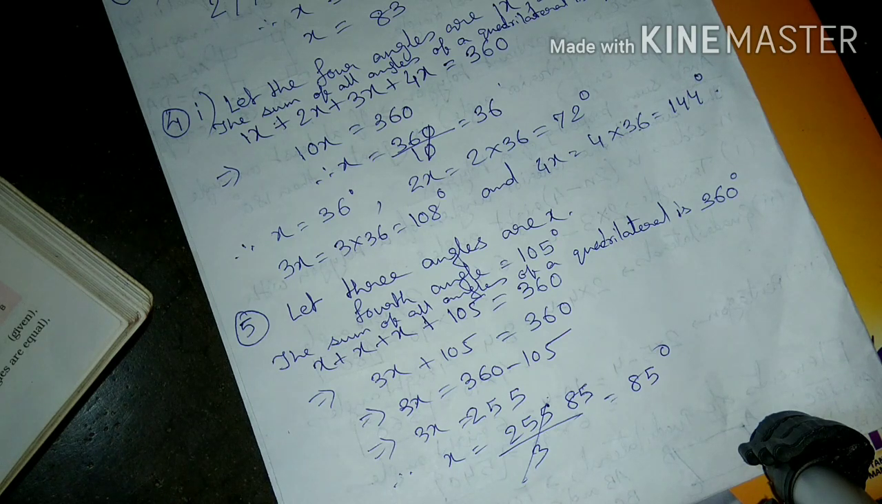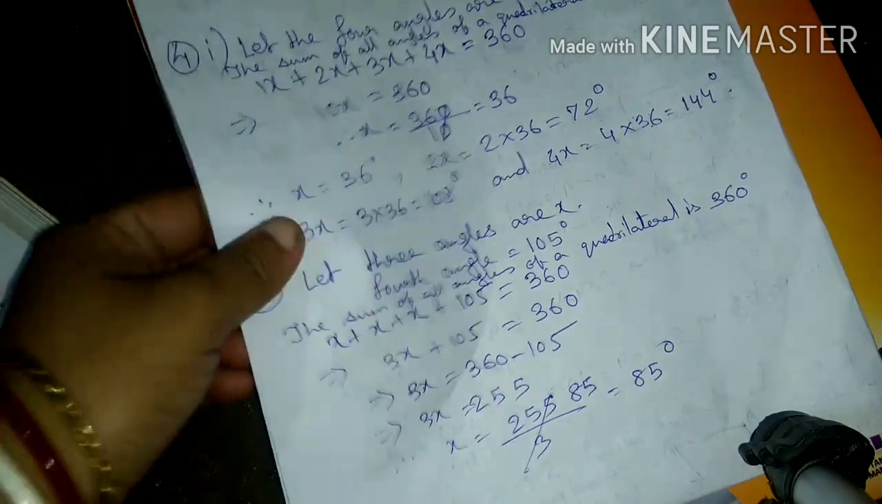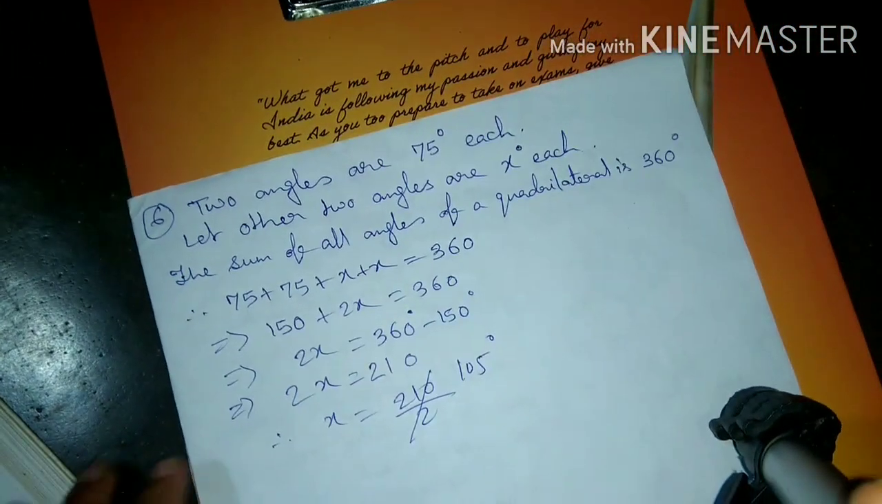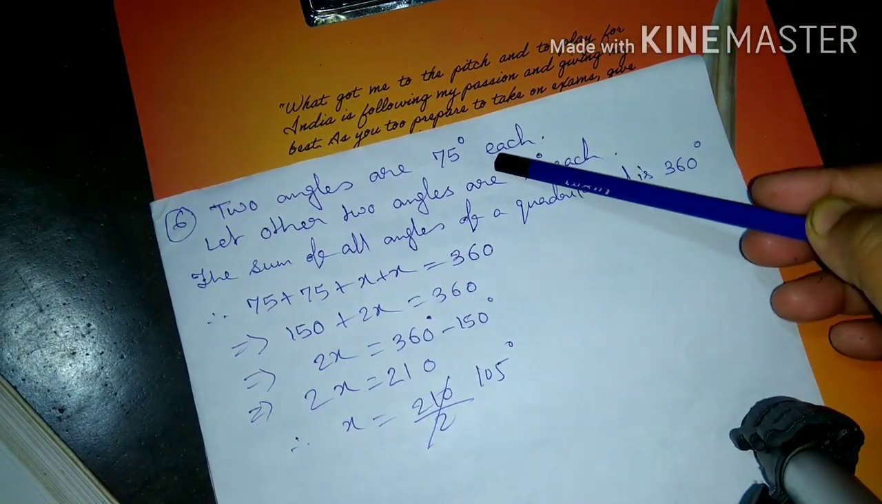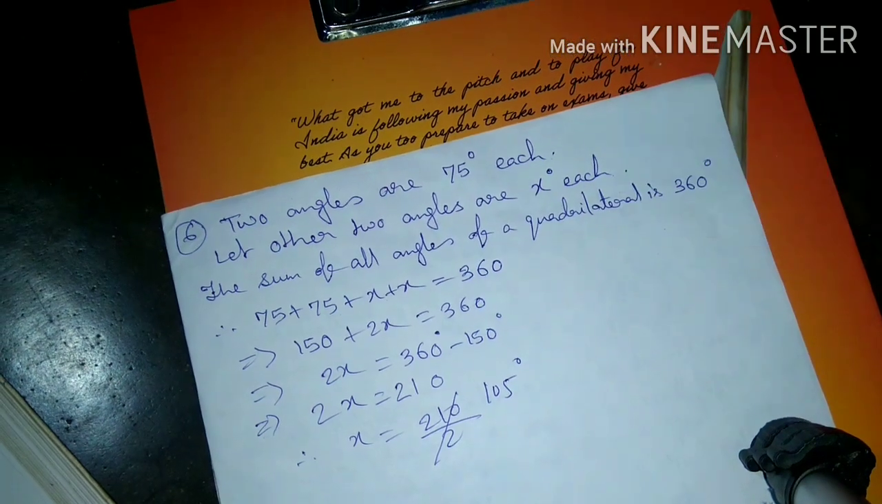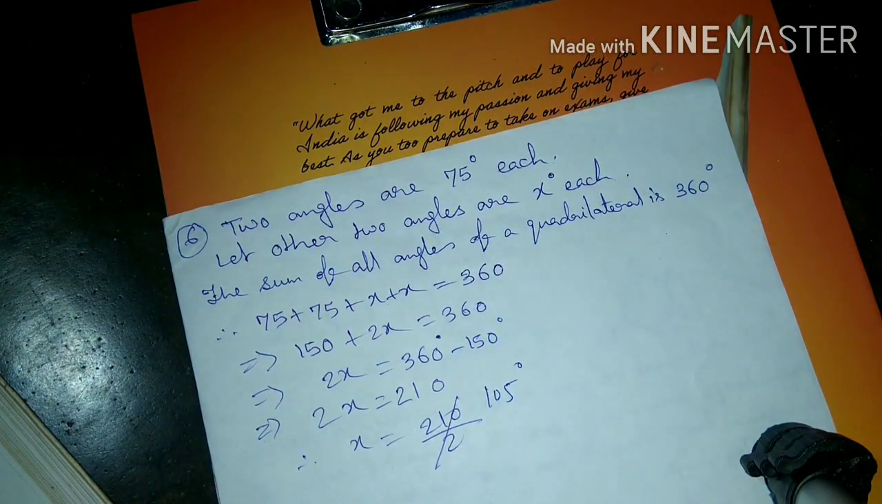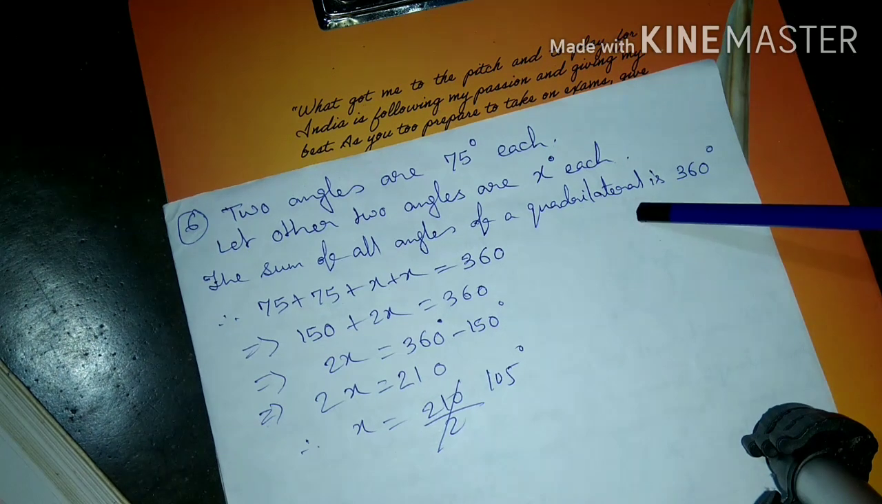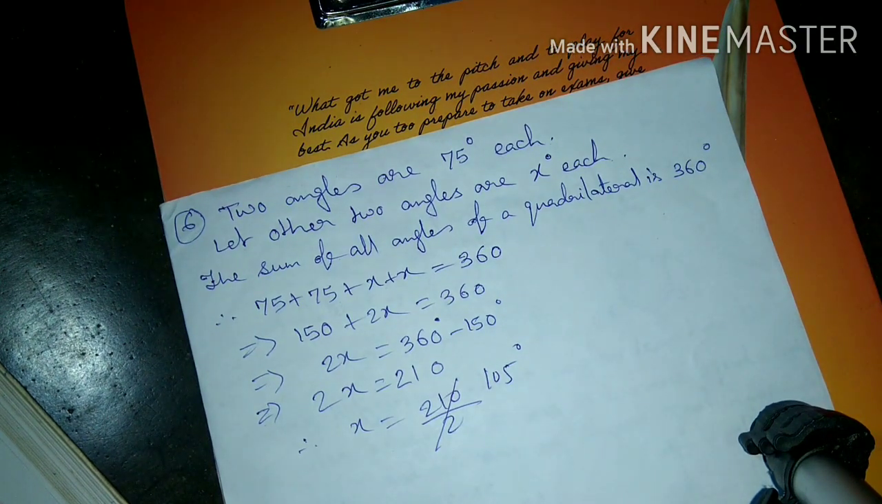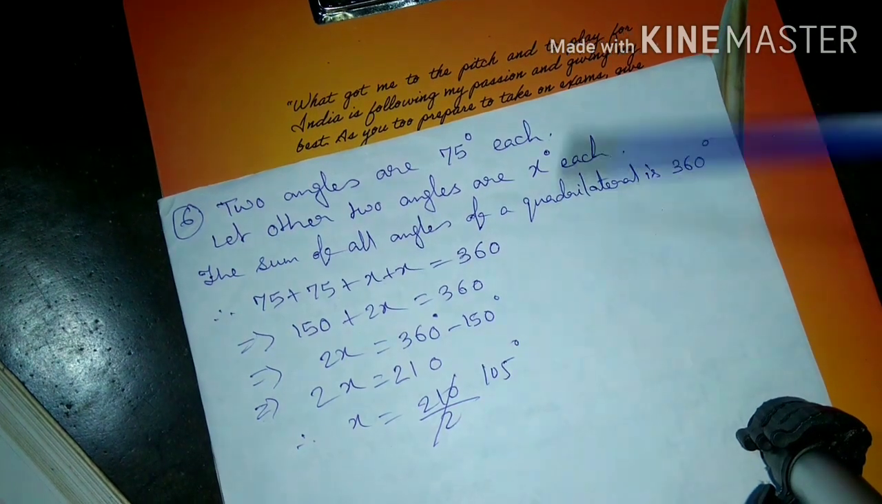Alright. So next, 6 number. What is given? 2 angles of a quadrilateral are given, 75 degree each. So 2 angles are given 75 degrees. And the other 2 angles are equal. So let that be x each. So as we know that sum of all angles is 360 degree. So 75 plus 75 plus x plus x is equal to 360. So you can find out the value of x, 105.